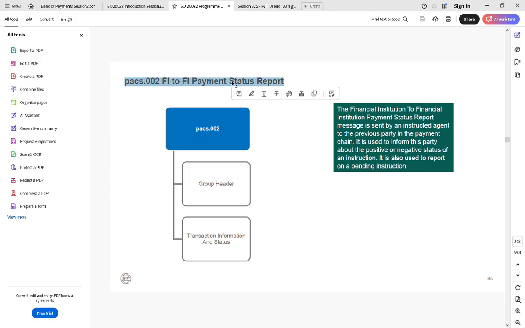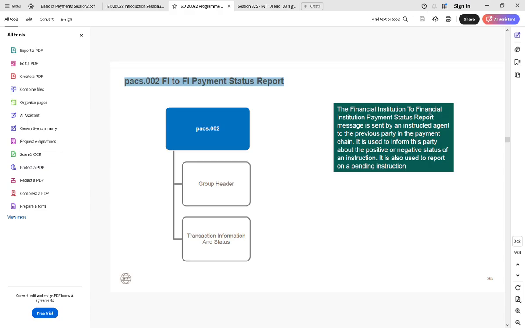By the way, we have started with PACS.002 and we should be aware of that when we are doing the study. So we should know that we have started the study. FI to FI customer status report we have started. So we should be aware of that.